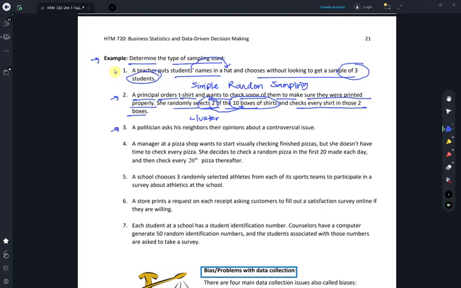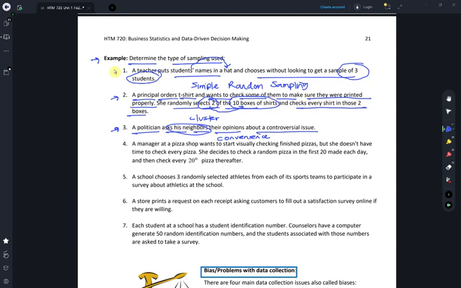3. A politician asks his neighbors their opinions about a controversial issue. Well, asking your neighbors, most likely than not, they want to say something that might suit your ears. So, what would that be? That would be a case of convenience sampling.